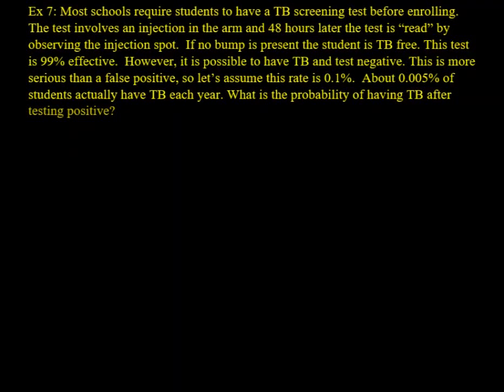Example 7. Most schools require students to have a TB screening before enrolling. The test involves an injection in the arm, and 48 hours later the test is read by observing the injection spot. If no bump is present, the student is TB free. This test is 99% effective.